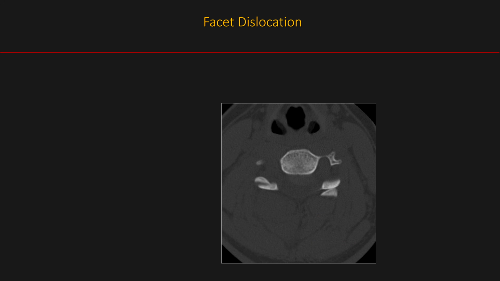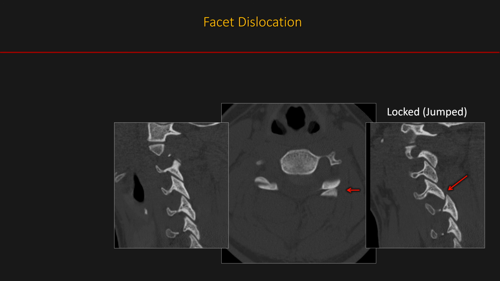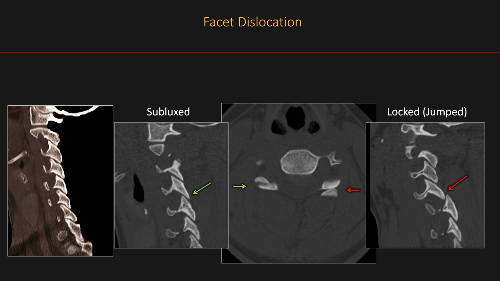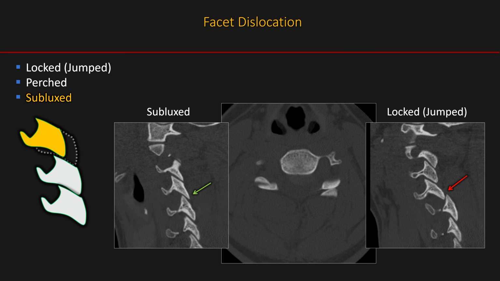This signifies facet dislocation. On the left side, signified by the red arrow, this is a jump facet dislocation. On the right side is less severe. This is a sublux facet dislocation. And there are 3 main types. The less severe type is when there's a slight displacement, that's sublux facet dislocation.